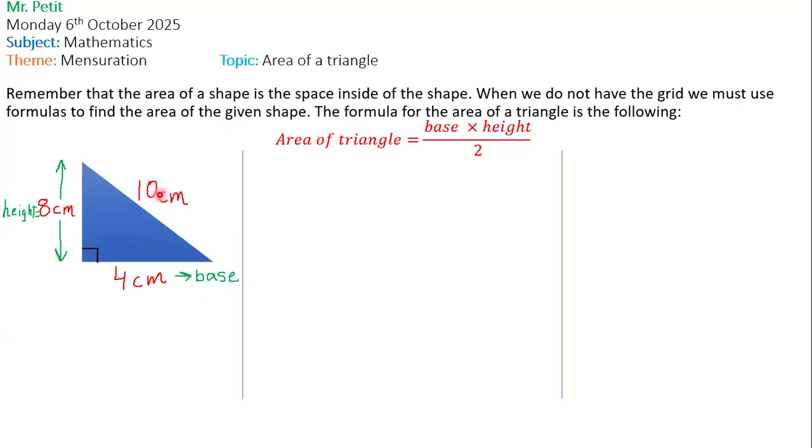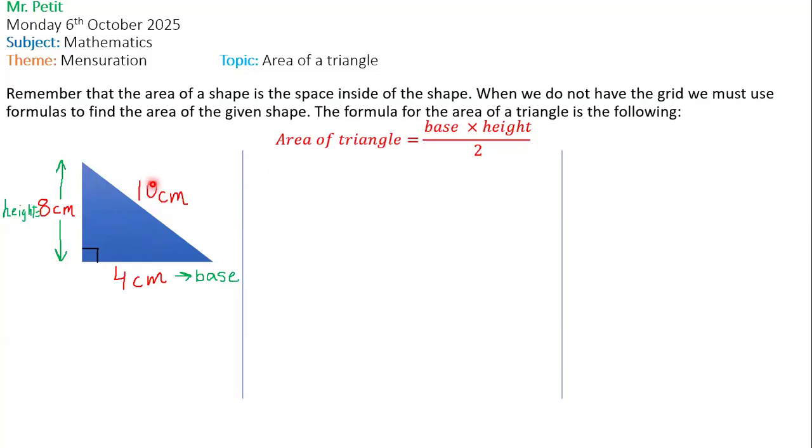So what is 10? Is 10 the height or the base? Or neither? The base. 10 is the base? You think 10 is the base?